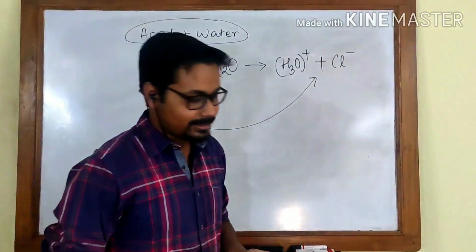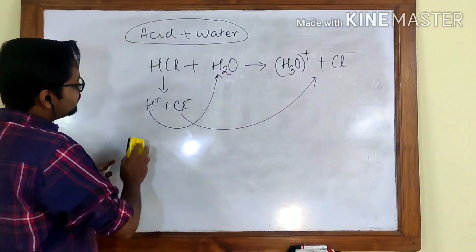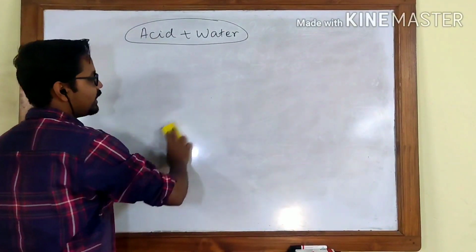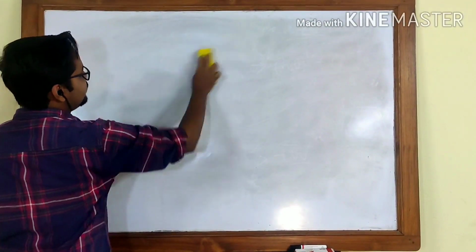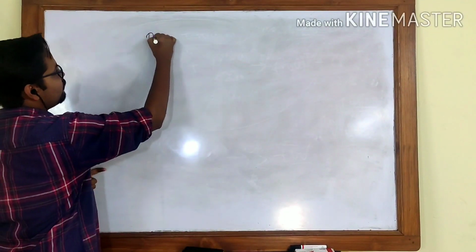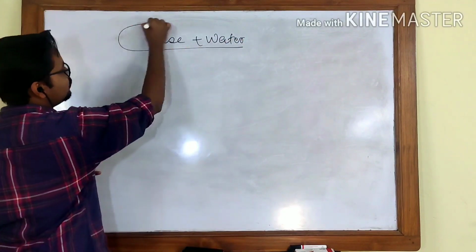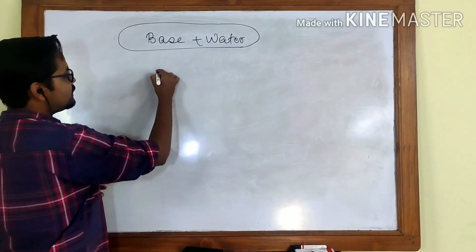Now what happens to bases? In case of bases, it is pretty simple. If you have base in water, it will give rise to one cation and one anion. So let's see how that happens. If we have one base and we react it with water, let's see what happens in this case. Let us take NaOH.